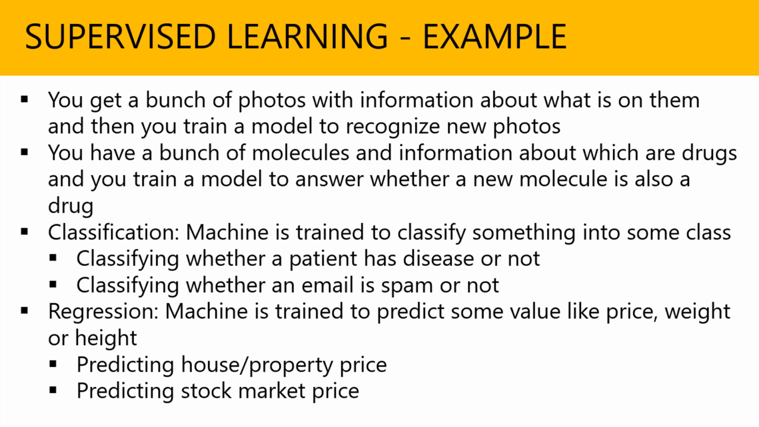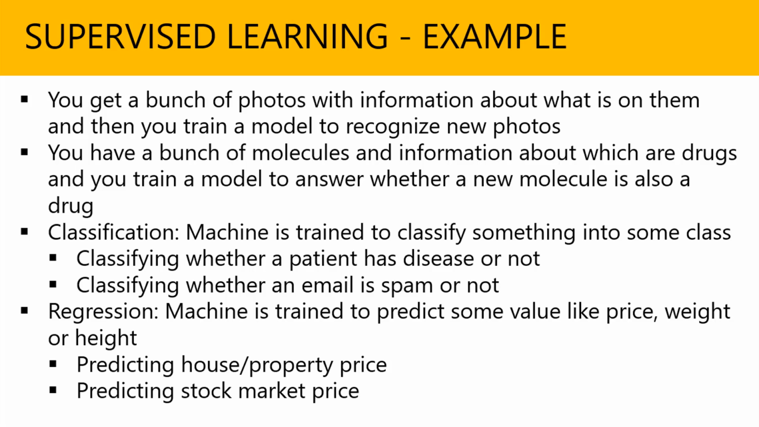So what do we do when we don't have the labeled information? Before we talk about that, let me run through a simple supervised learning example. Let's say you get a bunch of photos with information about what is on them, and then you train a model to recognize new photos, say photos of a bird or types of birds. Then you have a bunch of molecules and information about which are drugs, and you train a model to answer whether a new molecule is also a drug. So those are two different examples.